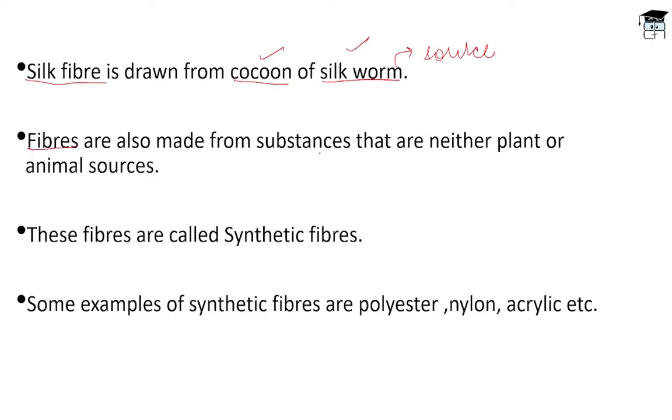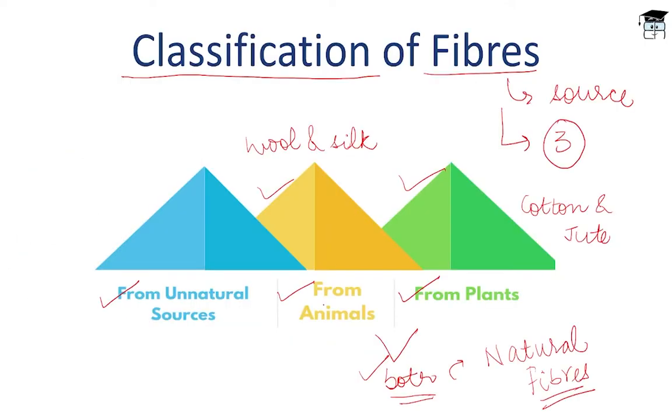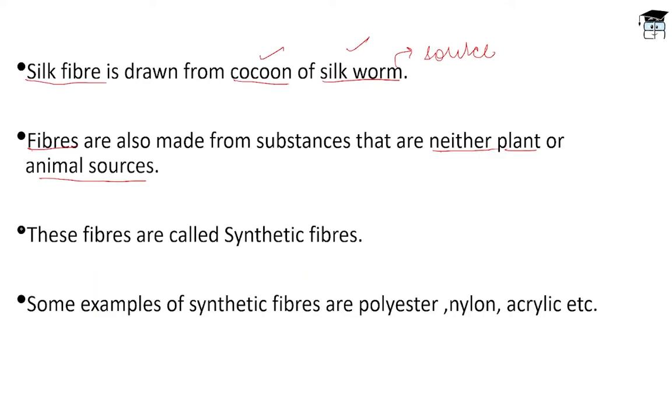Fibers are also made from substances that are neither plant or animal sources. Now, students, we know that we have discussed both the categories from animals, from plants, and we have also discussed the category that includes both of them, which is natural fibers. Let's talk about unnatural fibers now. Okay. So, the fibers that are neither plant-based or animal-based are known as synthetic fibers. Okay. So, these are what? Unnatural fibers.